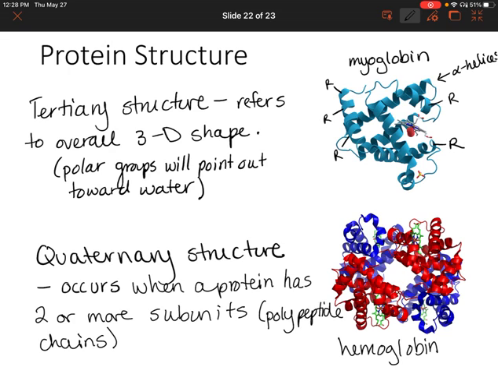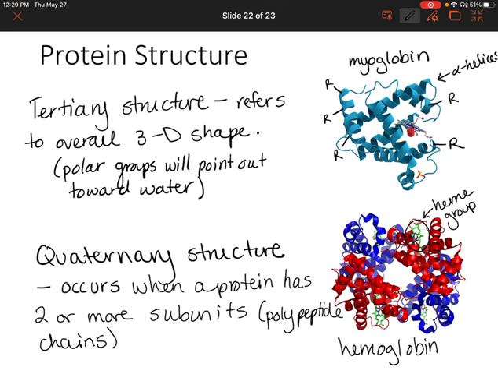So hemoglobin has 4 different subunits. You'll notice that they're in alternating colors. So 2 of the subunits are in blue and 2 of the subunits are in red. And all of these different subunits join together to create this much larger protein. And hemoglobin is a really important protein. It helps deliver oxygen where we need it. So there's also these what are called heme groups. And there's actually 4 of them, 1 for each subunit, and that's what holds on to the oxygen.